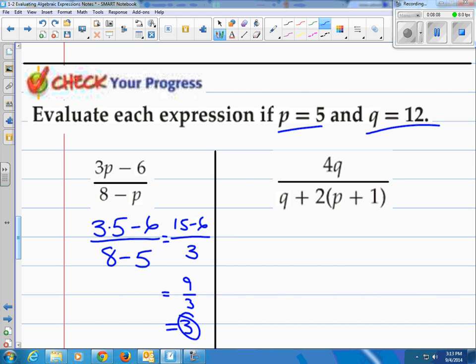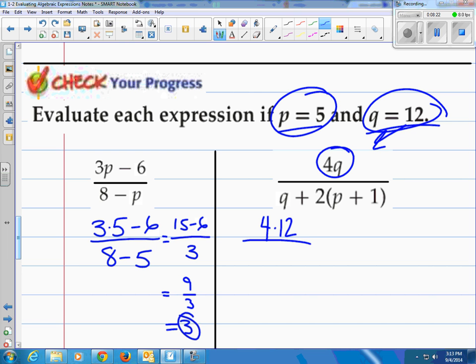Over on the right, same thing. Let's take our Q, plug it in, and then take our P and plug it in. We have both in this case. So we have 4 times Q, which is 4 times 12. And then on the bottom I have 12 plus 2 times P, which is actually 5 plus 1. Looks just like the math problems we've been doing. Let's do the top real quick. 4 times 12, that's 48.